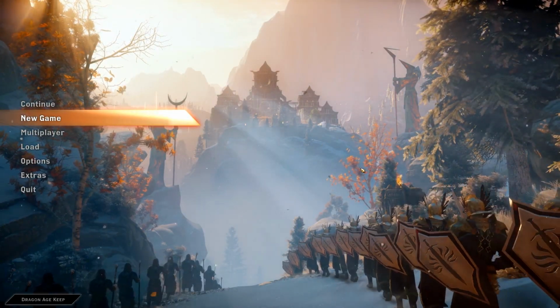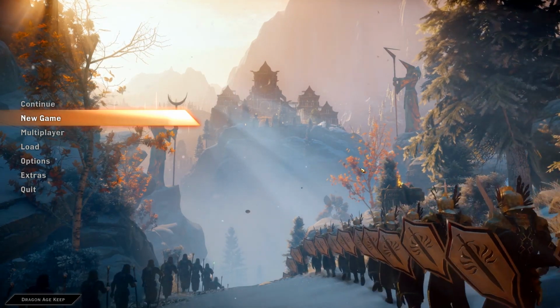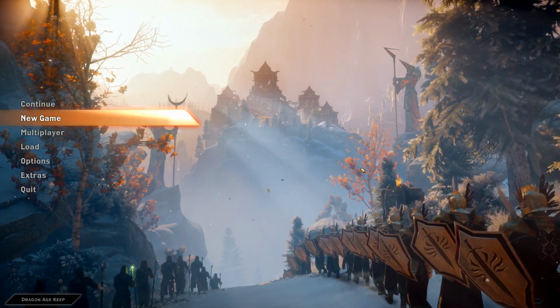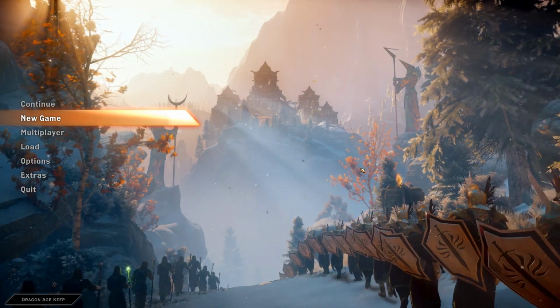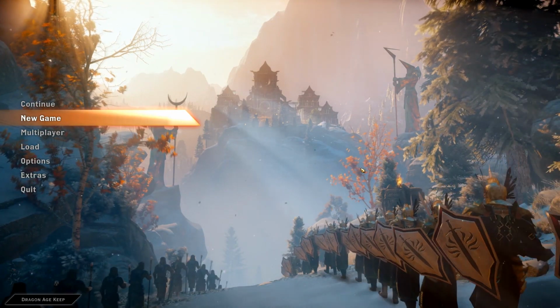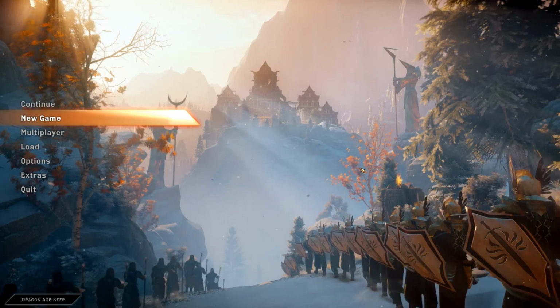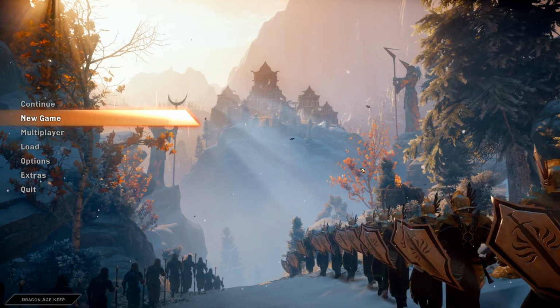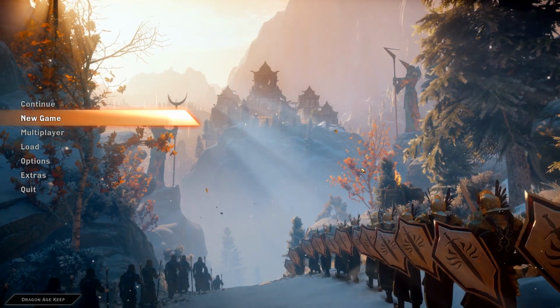Hello everybody, Storm here, and welcome to Dragon Age Inquisition, the third game in the Dragon Age series by BioWare, and the third game in our continuing story playing through Dragon Age that we started in Dragon Age Origins, went through Dragon Age 2, and now have reached Dragon Age Inquisition. So we're going to be picking up where we left off and seeing where things go from here.